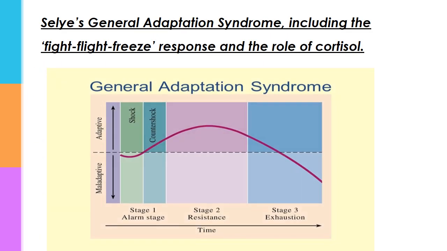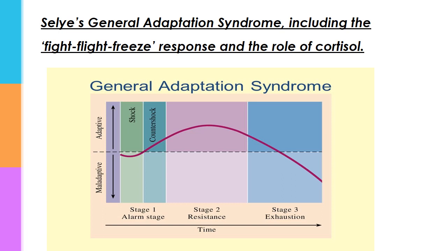Now, the next area that we're looking at is the general adaptation syndrome, including the fight, flight, freeze response and the role of cortisol. So, Hans Selye looked at the physiological stress response in rats when they were stressed, okay? So he pretty much stressed out a whole bunch of rats and then they died, and he kind of wanted to see why.